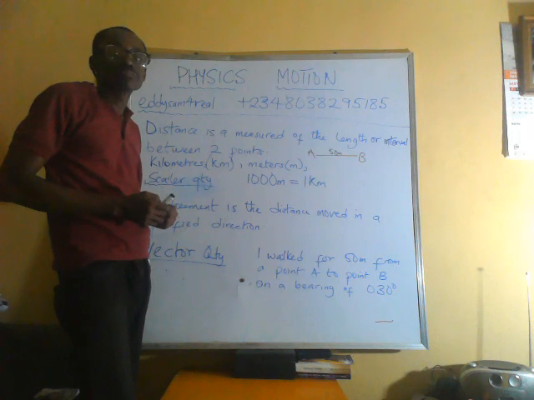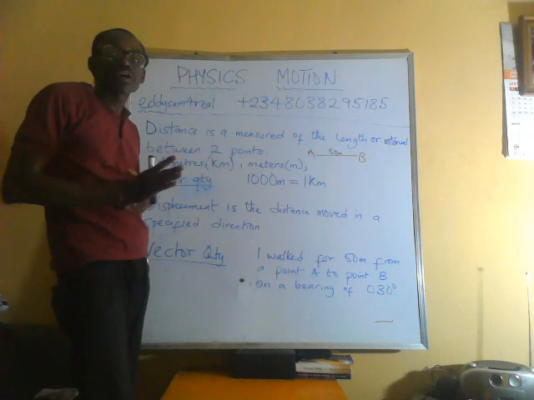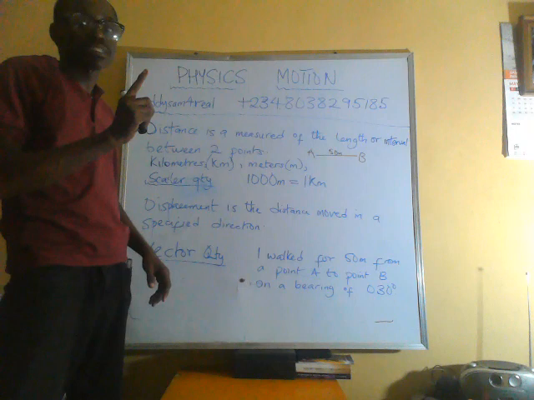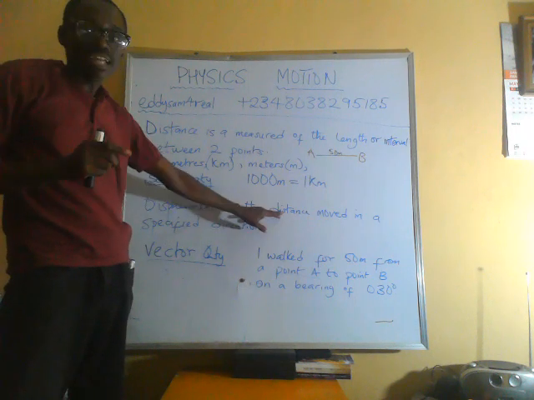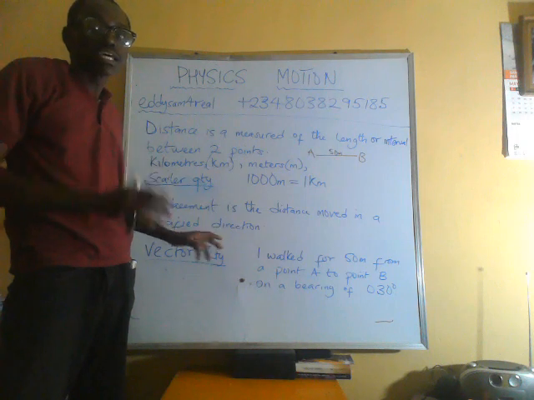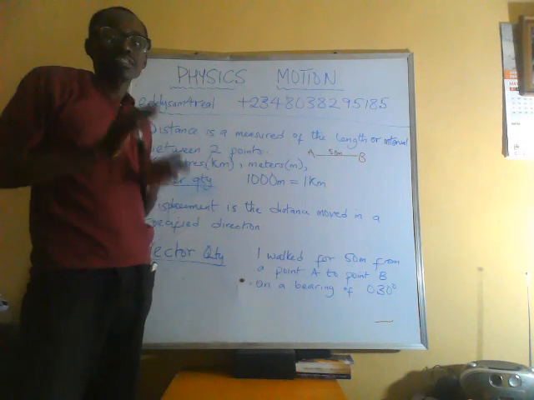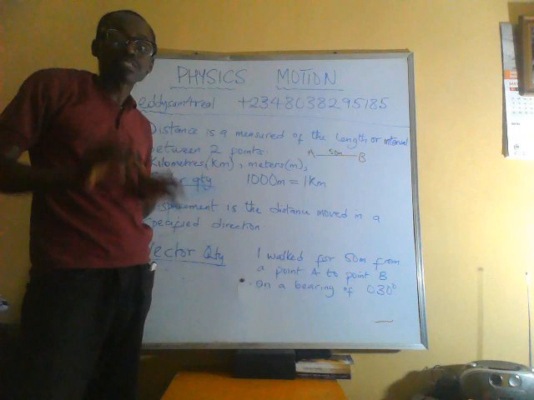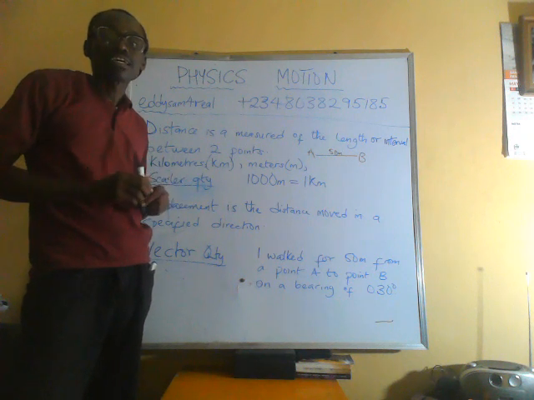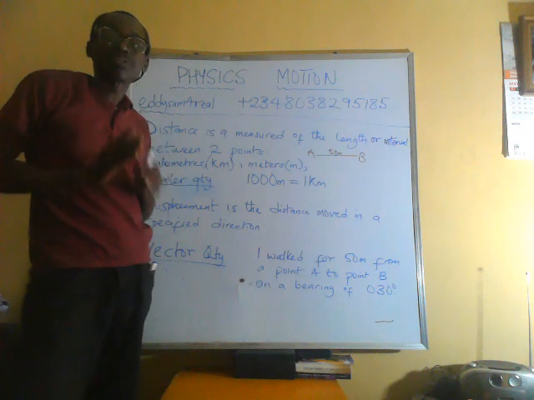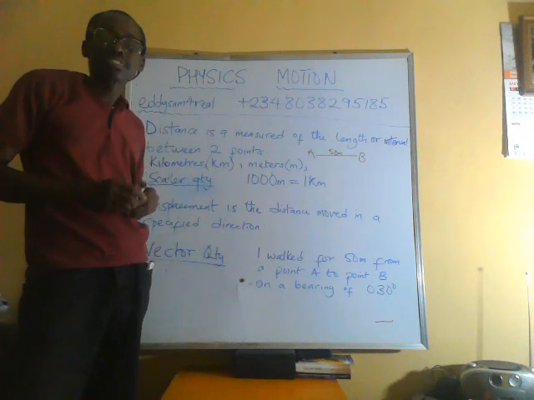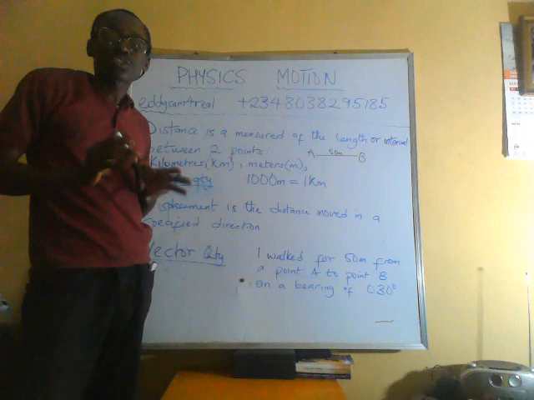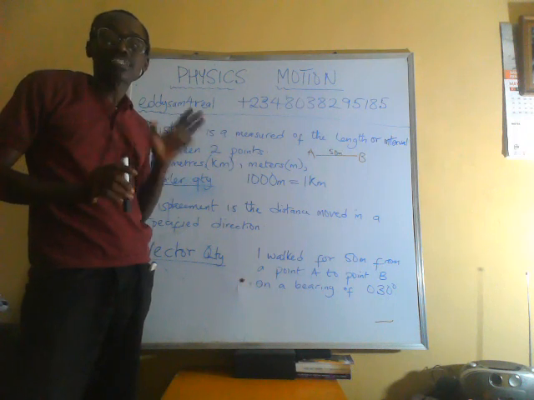So we move on to the next quantity, which is called displacement. Now, what is displacement? Displacement is similar to distance, although there is a slight difference between distance and displacement. Displacement is the distance moved in a specified direction. It can be defined as the distance in a specified direction. When you state the distance and you state the direction as well, what you are now describing is no longer distance, but displacement.